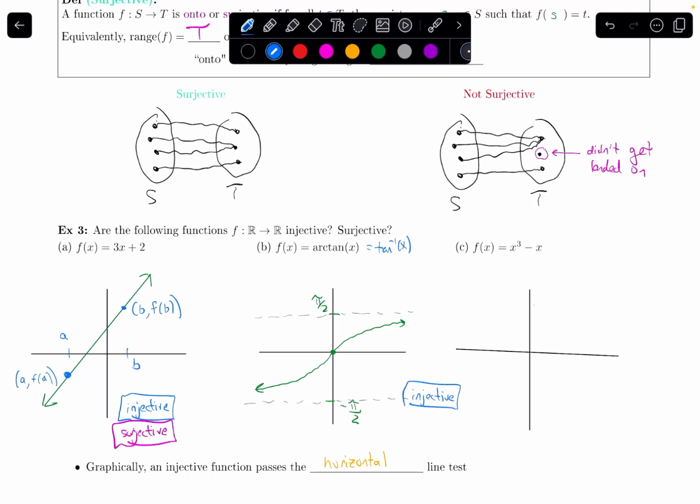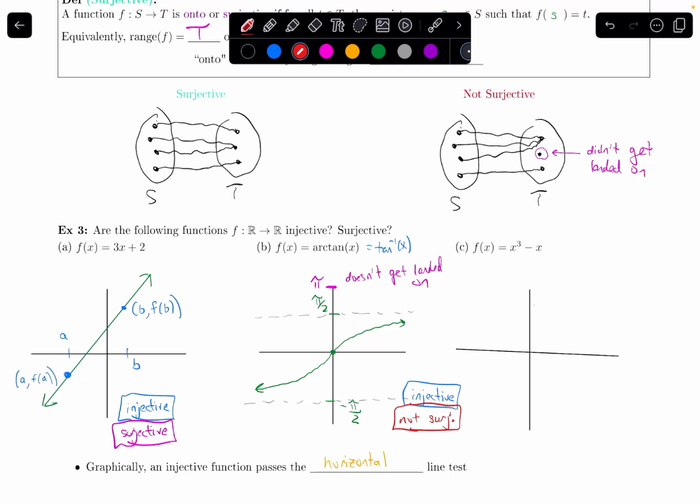Is it surjective? Like, will all of the things in the codomain, all the reals, get landed on? Well, no. There's many things like pi up here that never get landed on. Pi doesn't get landed on. We never get that output. So it is not surjective. I'm just going to abbreviate it as not surj for not surjective.